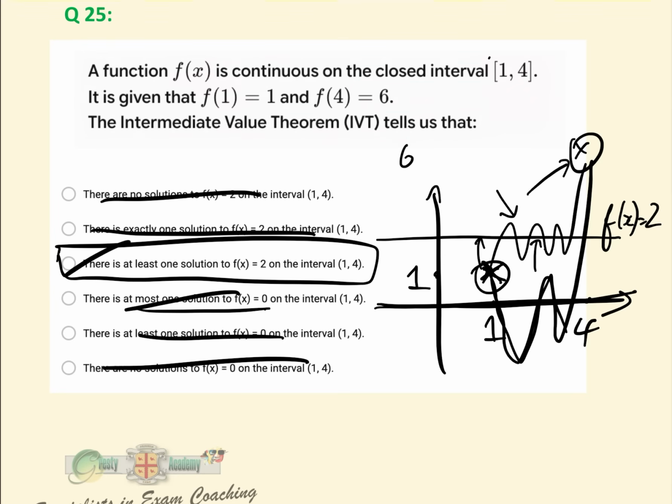Okay, well, there are 25 must-know college entrance exam questions on limits and continuity. I hope you've enjoyed this, and I hope you found it useful.